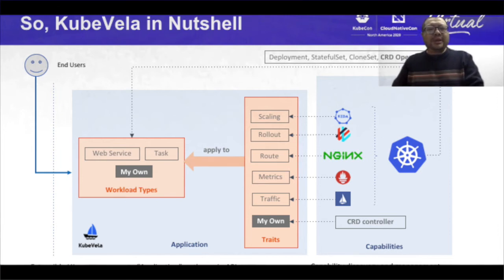On the right side, we see all the capabilities, what they are. They are the things that are coming out of the community, right? We have Flagger, we have Keda, we have Nginx, etc. Very rich, but you can also define your own controller or CRD, and we can shape them into the building blocks of traits and supply them to the customers. So that's really what Kubevilla in a nutshell looks like.